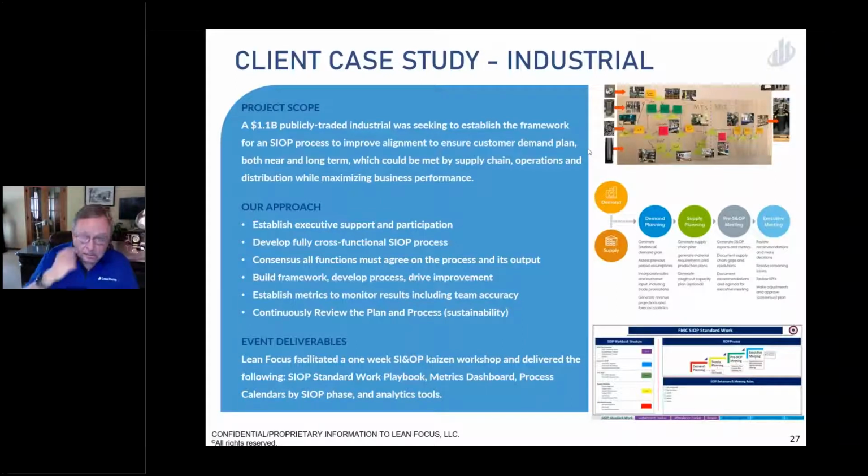Now, the first month was a little rough. They didn't necessarily have everything in place, but they had a lot of things done. And then the next month was better. The following month was better. And by month 3, they were really cranking along.